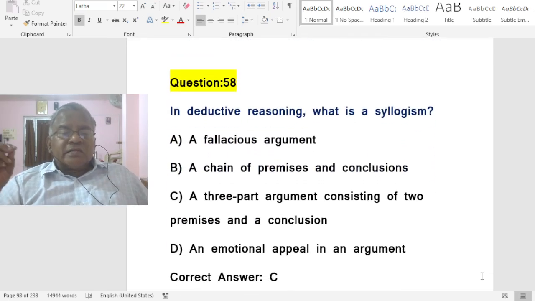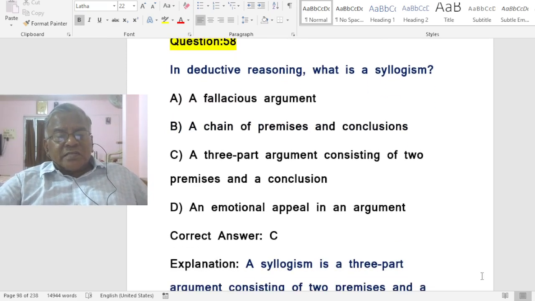In deductive reasoning, what is a syllogism? It's a three-part argument consisting of two premises and a conclusion. Take the example: all men are mortal, Aristotle is a man, so Aristotle is mortal. He can die. That is the idea here.